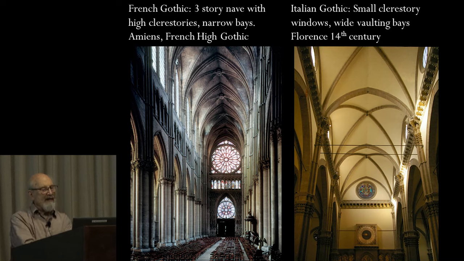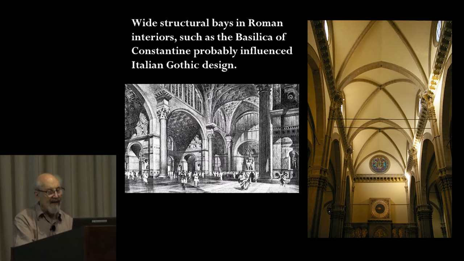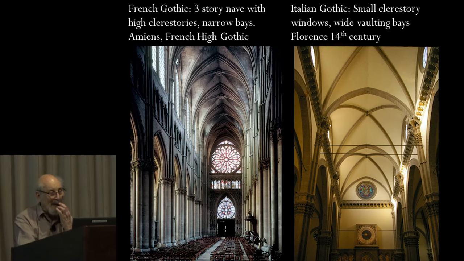I just wanted to show a difference between the Italian Gothic Florence Cathedral built in the 14th century and the French Gothic, which is higher and narrower and more energetic. One feels that there's something a little ponderous about the Italian version, but I will relate it to a place that we saw recently, the Basilica of Constantine, which has huge solid arches on either side. Either side looks like a great triumphal arch, two of them facing each other with the vault between them. Florence Cathedral is distinctly Gothic, but the bays are square rather than rectangular as in the French ones.